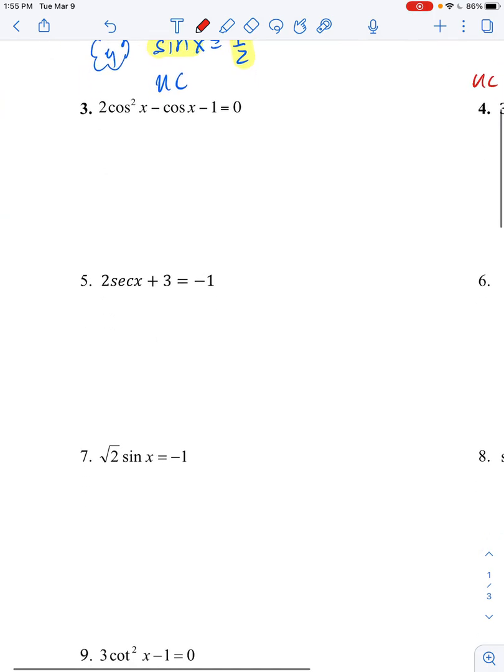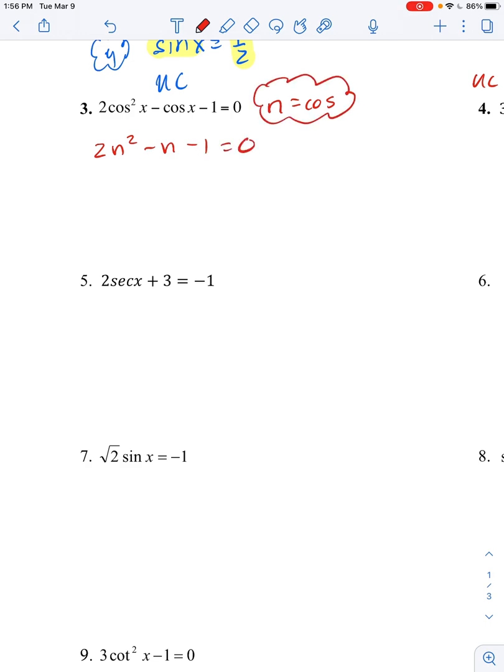Okay. This one, if you don't love the look of that, you could let n equal cosine, and then you'd have 2n squared minus n minus 1, and you would need to factor that like you did in Algebra 1. You would need to find a way to make 1 at the end, which is only 1 times 1, and 2 at the beginning, which has to be 2n times n. In order to get the negative 1 that you need in the middle, you're going to need a negative 2n and a positive 1n in the middle.